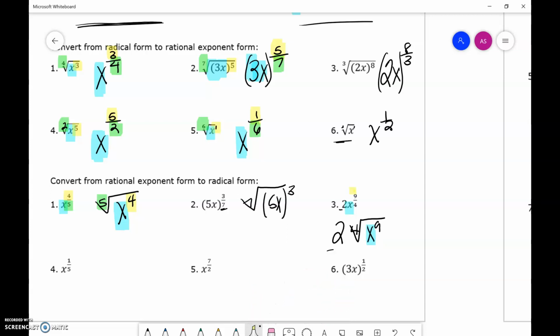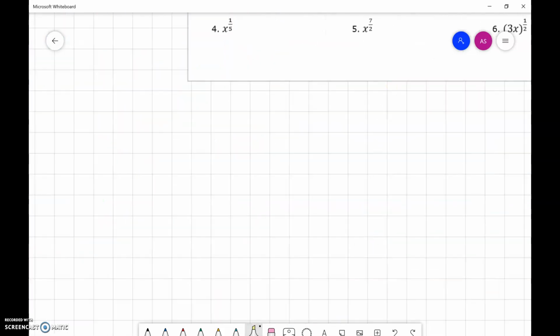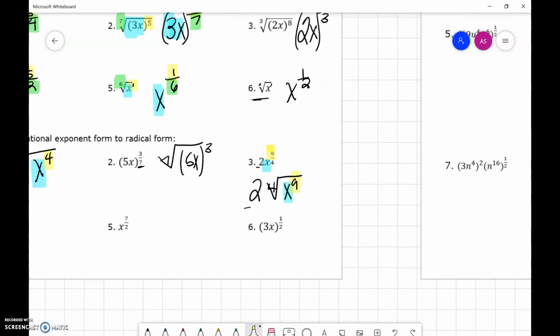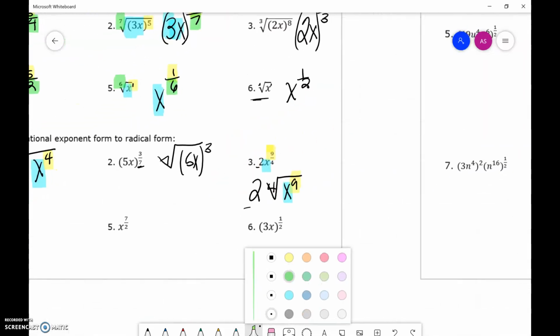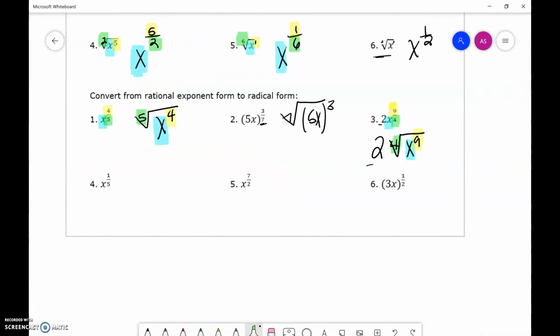That 9 is our exponent, and 4 is our index. Okay. So same thing here. I'm going to have the 5th root of x to the 1st power. Keep in mind, I don't really have to write the 1st power, but you can if that makes you feel better, okay?